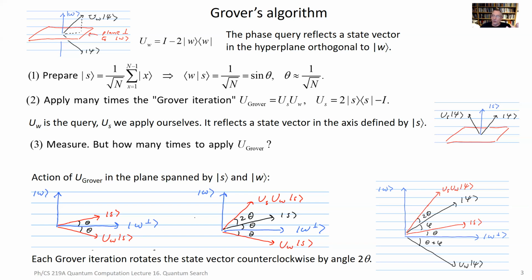Now we do US ourselves. The query, we have to go to the box. The US, we don't need the box. We just do it ourselves. And what that does is it reflects in the vector S. So let's look over here.